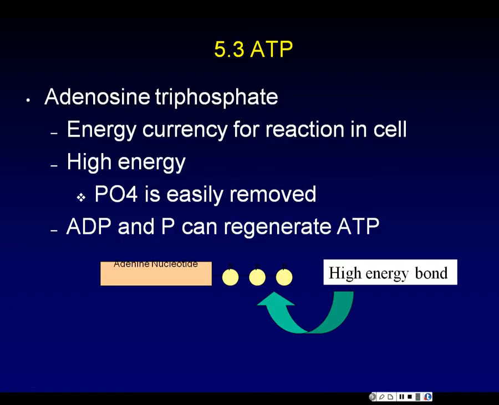Okay, and then this last line just says that we can regenerate ATP from adenosine diphosphate and an inorganic phosphate. So it says we can take ADP plus P and generate ATP. So it says that the reaction, and that's an arrow, a bad looking one, but it is an arrow. Okay, so it says we can go in both directions.